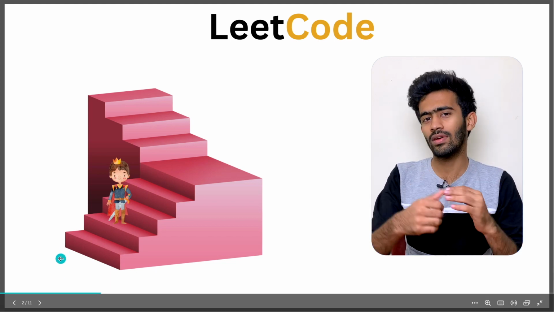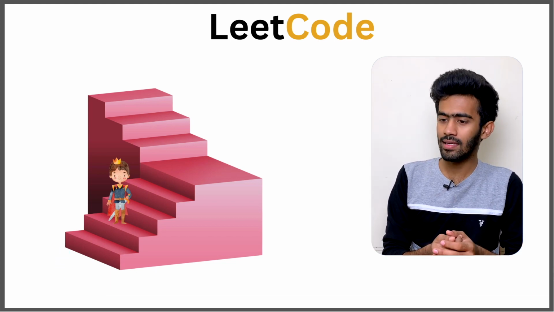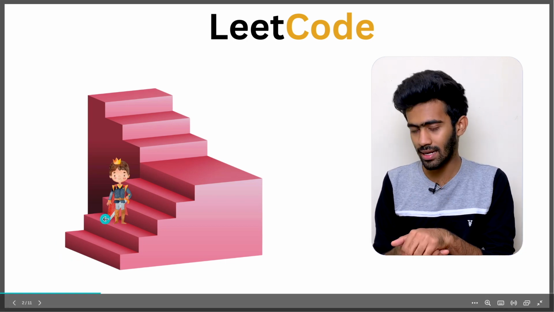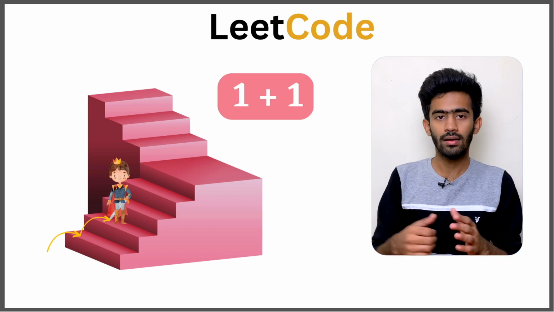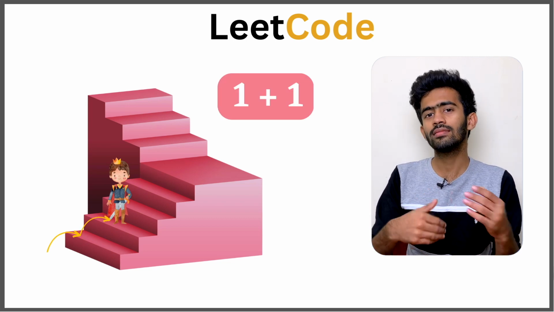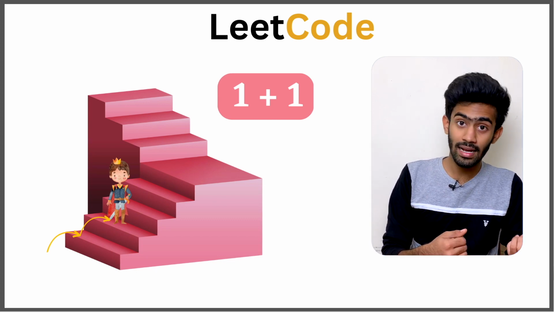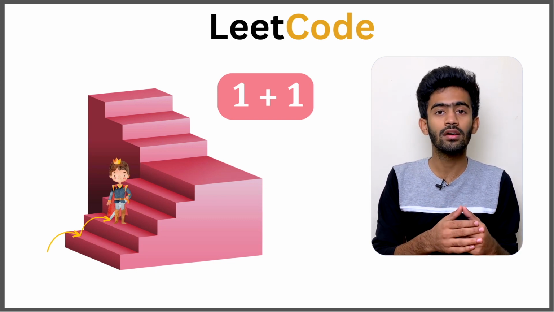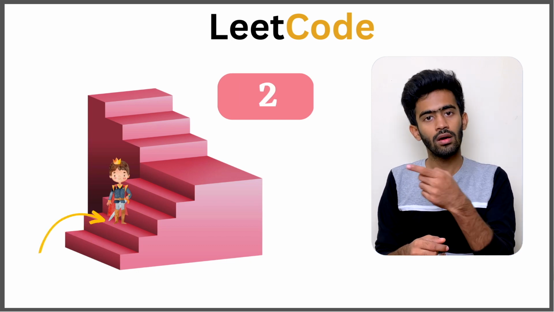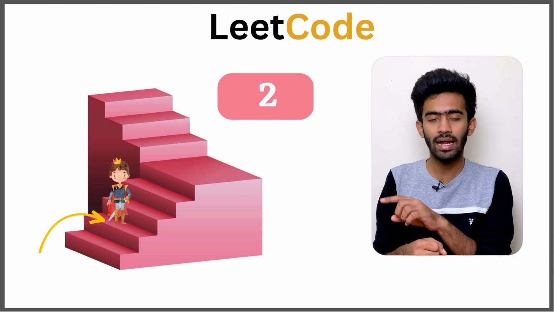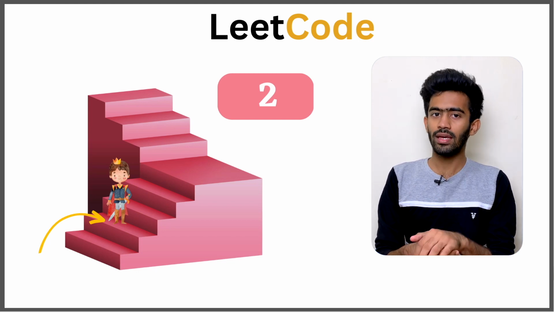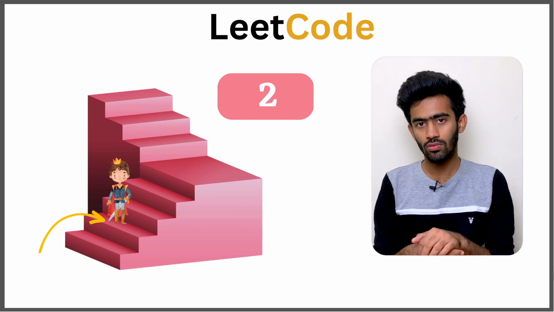So how many distinct ways does he have? Obviously he can go from 0 to 1 and then 1 to 2, taking one step at a time. So that is obviously a case, and that involves 1 plus 1. This is way number 1. Now what are the other ways that he has? He can directly jump to 2, right? We can also take 2 steps at a time. So that is our next way, directly go from ground all the way to the second step. So that is our second way. So there are totally 2 ways to go to step 2.